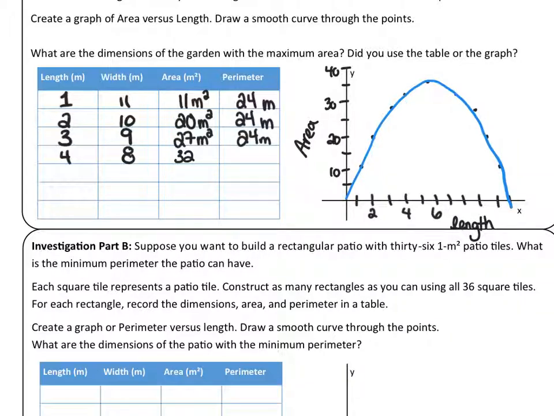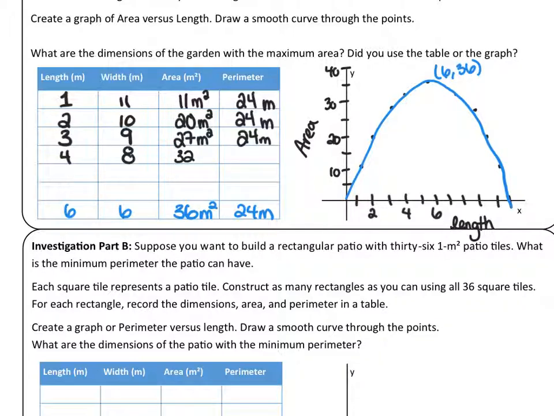Okay, so coming back, if you've done your graph correctly and connected the points, you'll notice that you get this nice smooth curve that looks like a hill and comes back down. So it's a nice parabola that we have here. What are the dimensions of the garden with the maximum area? Did you use the table or the graph? So if you look here, probably at point, I think it's 6 and 36, if you've done it correctly, you have a graph, and that's the highest point it goes to. You'll have it on your graph as well. You probably have somewhere that your dimensions are 6 and 6, 36, 24.